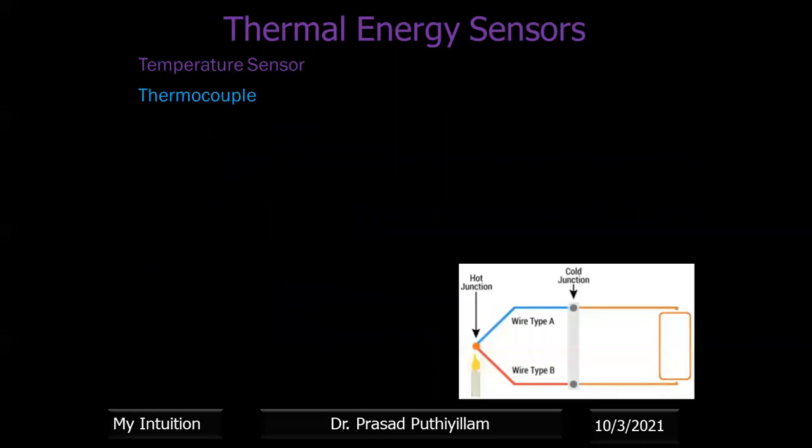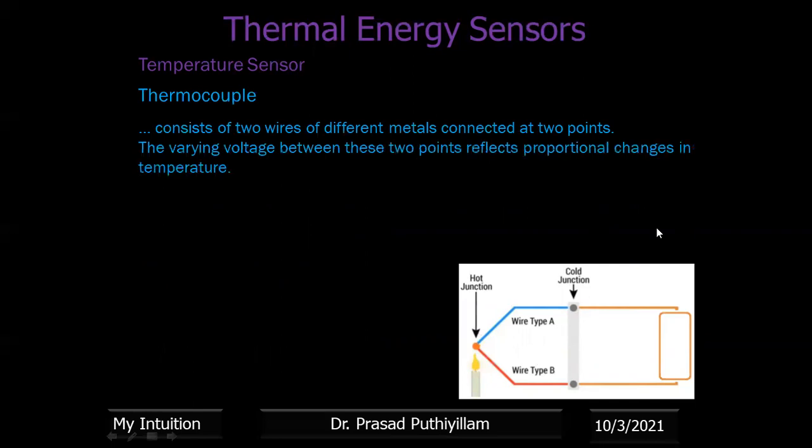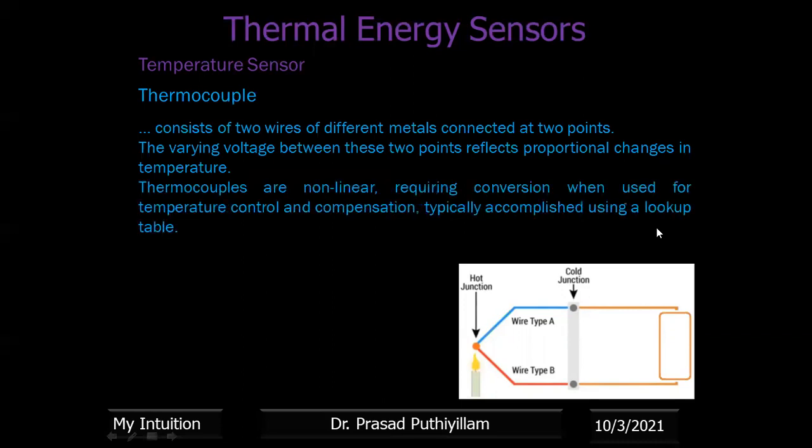Now thermocouple uses two wires made of different metals connected at two points. One point senses the temperature, and at the other point we analyze it. The varying voltage between these two points reflects proportional changes in temperature. Therefore two different metals, two different wires are used. Their heat capacity or heat flow capacity will be different. So based on that, we know which type of wire is used and how much variation happened. Based on that, it is very easy to detect the changes in temperature.